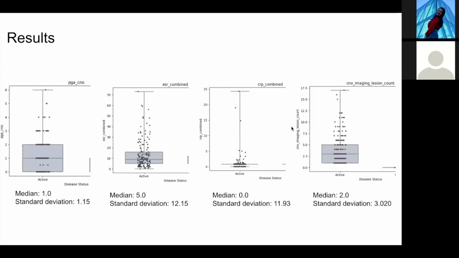Here, we are conveying in visual form some of the basic statistics of the measurements gathered. Below each box plot is the median and standard deviation, thus depicting what a typical measurement value is for each respective variable, as well as how much the data deviates from the central value. To note, both PGA and lesion count for patients with active disease have relatively more clustered data, while ESR and CRP data are spread out.